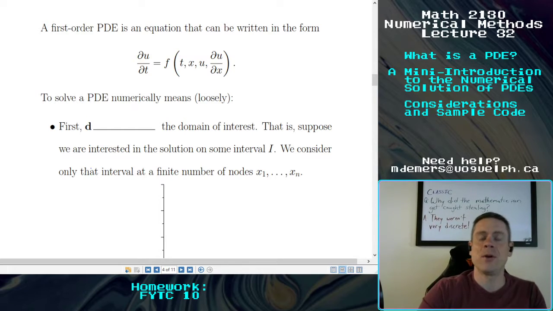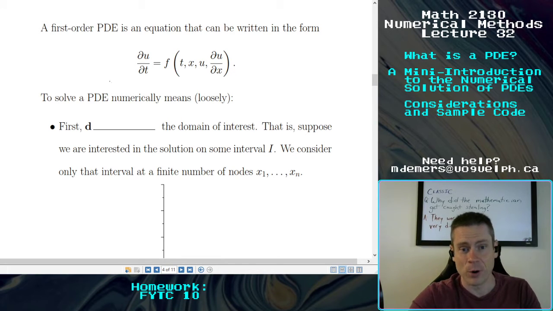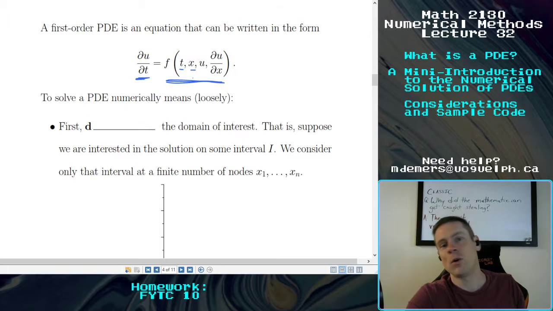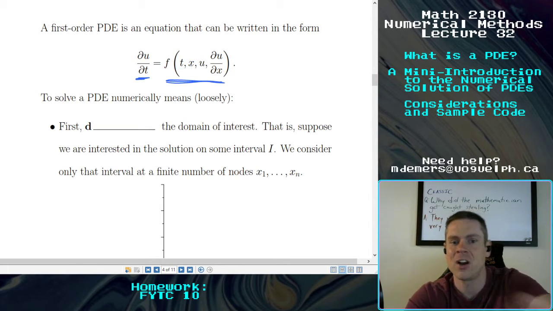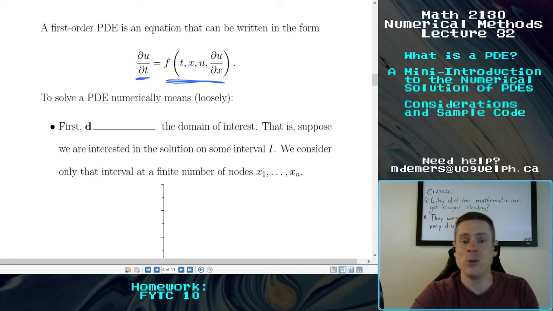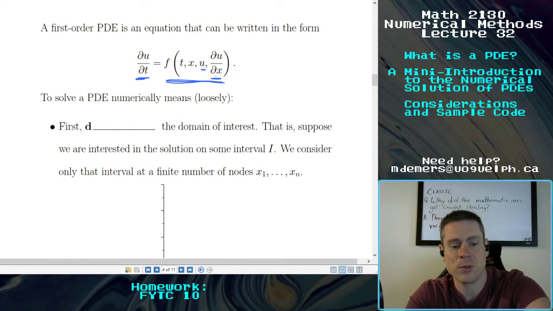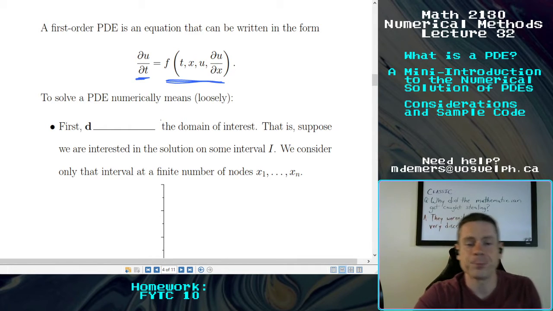So we're going to talk about a first order PDE of the form du/dt equals some function of these crazy quantities. So time, space, t and x, or they don't have to be time and space, they could be two spatial variables, but time and space are good to talk about. You might have f of u itself. So maybe you have a partial differential equation where du/dt depends on whatever the value of u is, or even the derivative of u with respect to space.